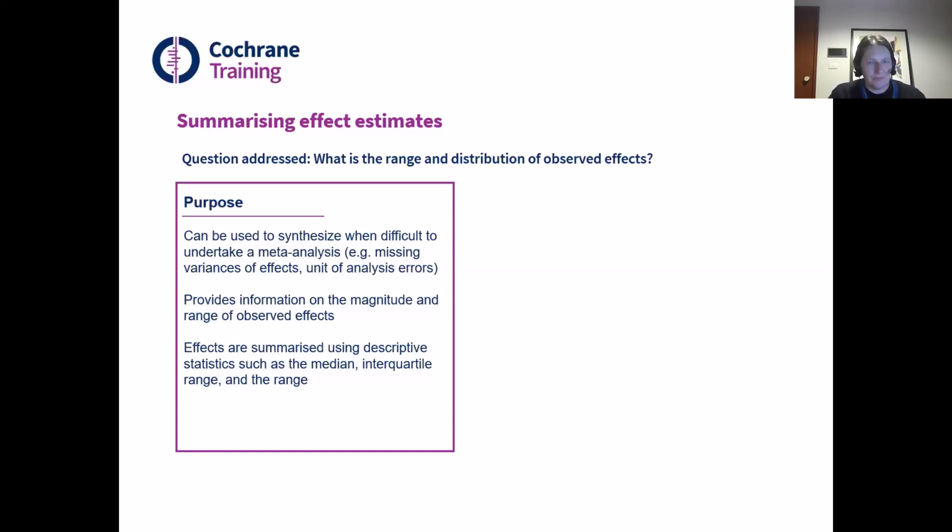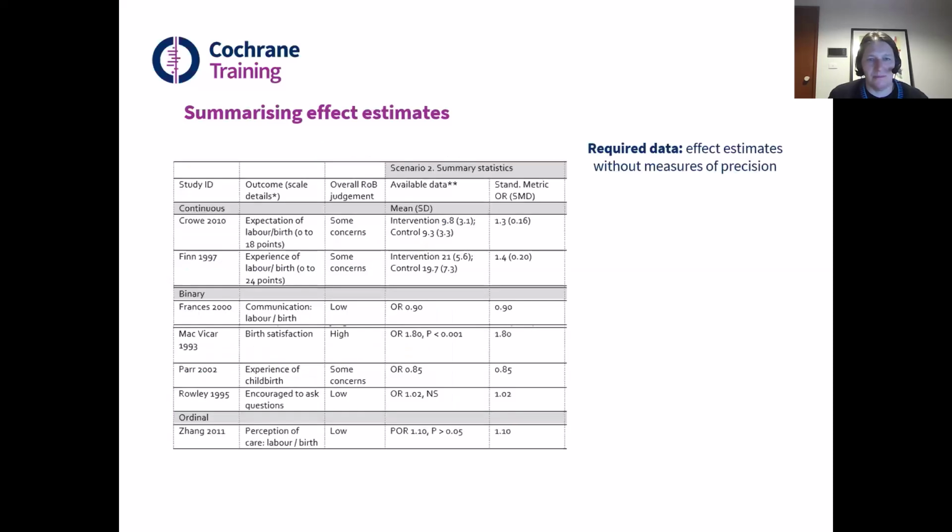it might be that there are unit of analysis errors and we might not be able to correct the standard errors for those, for example. What it provides us with is information on the magnitude and the range of the observed effects, and the effects that we calculate are summarized using descriptive statistics such as medians, interquartile range, and the range. So you'll be very familiar with those kinds of descriptive statistics that are commonly used.